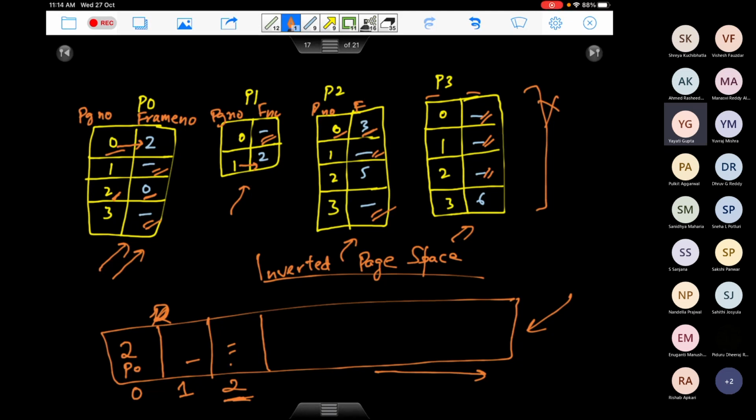So maybe instead of having a single entry here, you can make it a linked list. So you can have two entries connected to each other. So this is the inverted page table. We will stop here. We have almost finished unit 3. There are a few topics left which we will cover after Diwali.